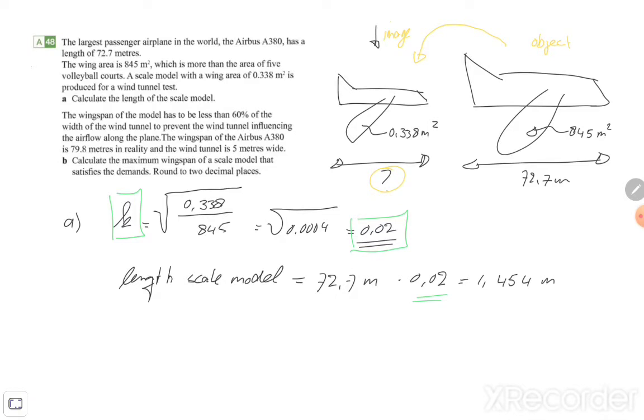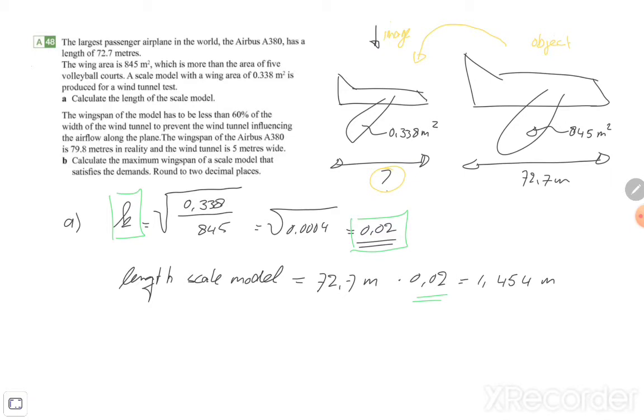Now, question B. The wingspan of the model has to be less than 60% of the width of the wind tunnel to prevent the wind tunnel influencing the airflow along the plane. The wingspan of the Airbus A380 is 79.8 meters in reality, and the wind tunnel is 5 meters wide. Calculate the maximum wingspan of the scale model that satisfies the demands. Round to 2 decimal places.